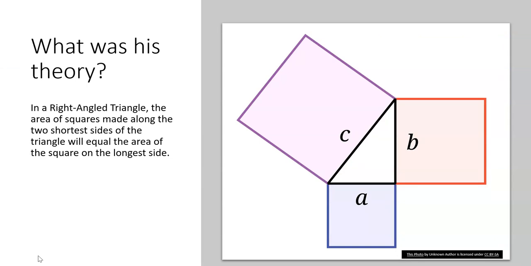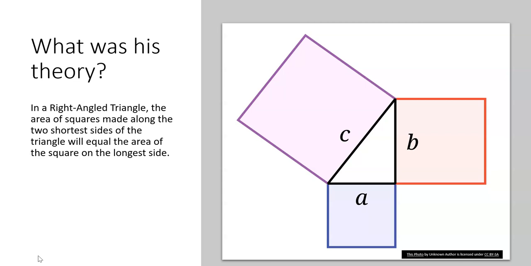Now, what was his theory? Well, he worked out that if you had a right angle triangle, the area of the squares made from the two shorter sides equaled the entire area of the square on the third, long side. And we call that long side the hypotenuse. Okay, and it's opposite the right angle.